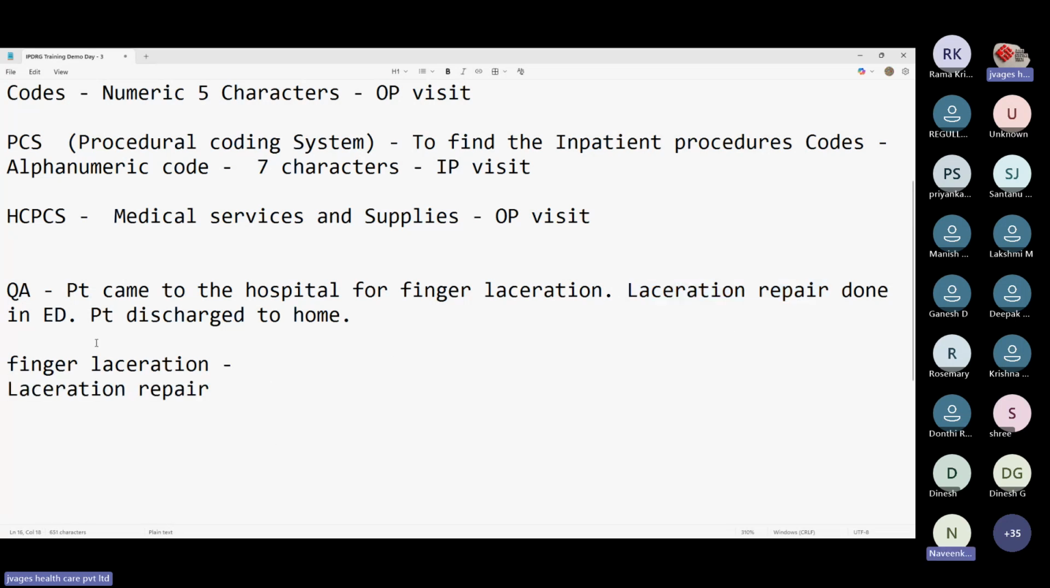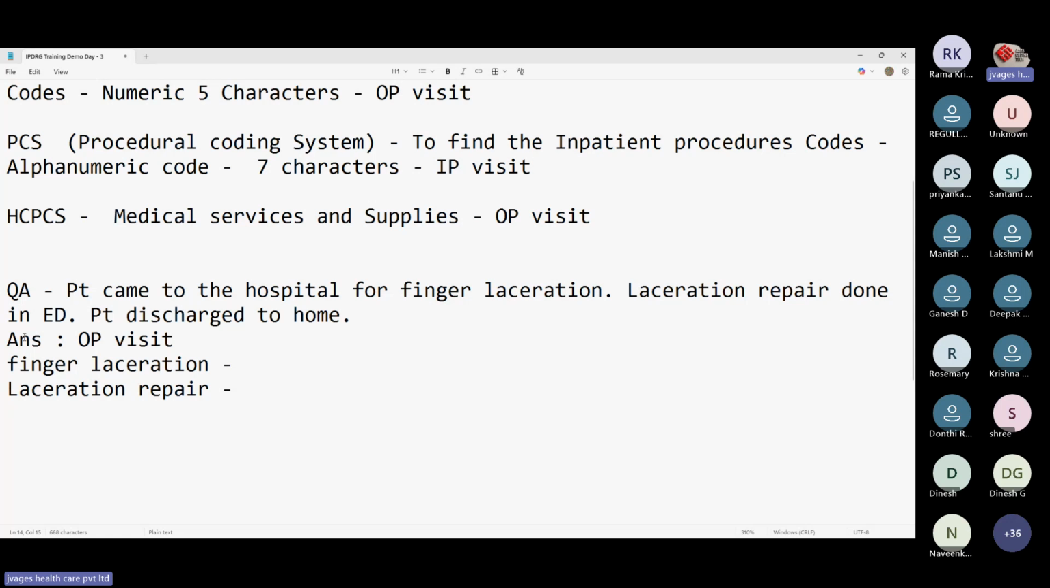Now, let me know whether it is an inpatient visit or an outpatient visit. Outpatient visit. How are you confirming it is an outpatient visit? You should not say it randomly, you should know the keywords. How are you saying it is not an inpatient visit? It does not fall under the two midnight rule. So first, it does not come under the two midnight rule.